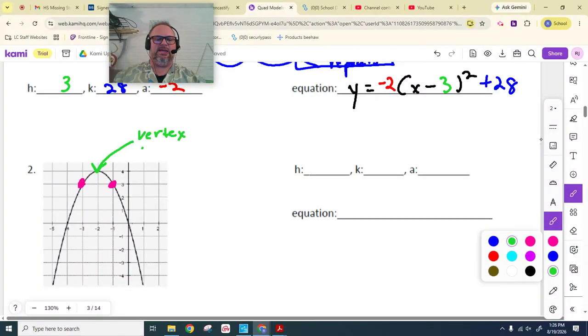All right, and it is at the point (-2, 4). So our h value is -2. Our k value is 4. Now, how do we go from 4 to our next y value of 3? Down 1.